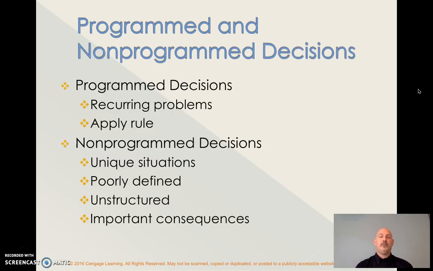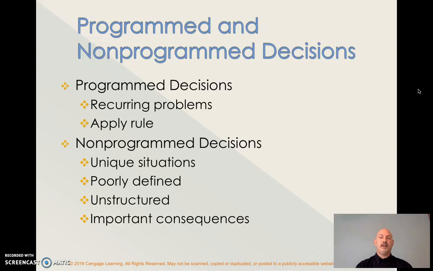First, we'll talk about some decisions that are programmed versus non-programmed. These are decisions that we look at from the point of view of, do we make them every month, every week? In other words, are they consistent? Versus the non-programmed decisions that happen and we really haven't seen them before, or they happen very rarely.